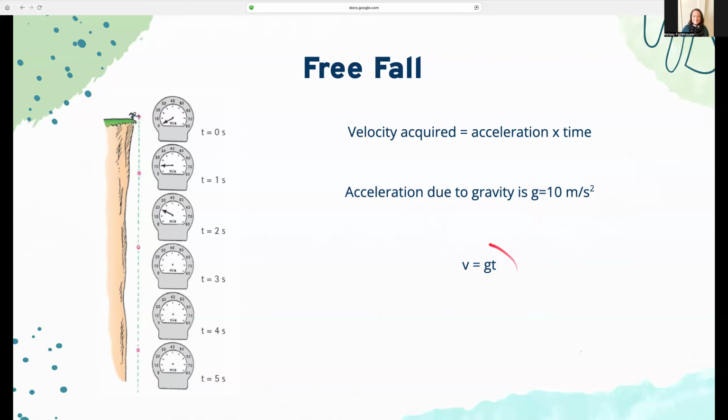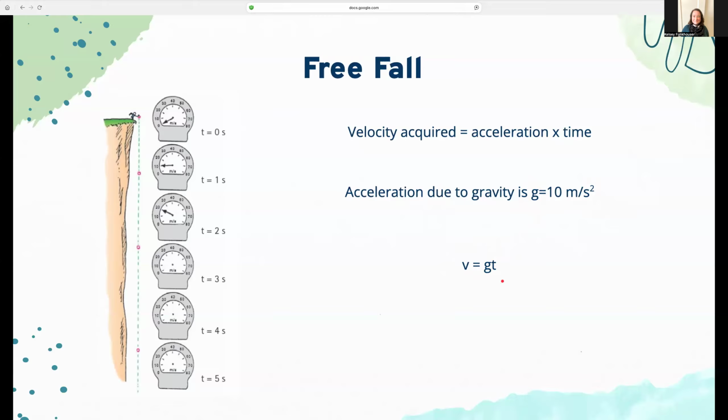So here, this is our equation from the previous page, but now we're using variable labels. So we have velocity acquired, right, which is just represented by v here. We have acceleration, which is given by little g because it's acceleration due to gravity. And then we have time here.